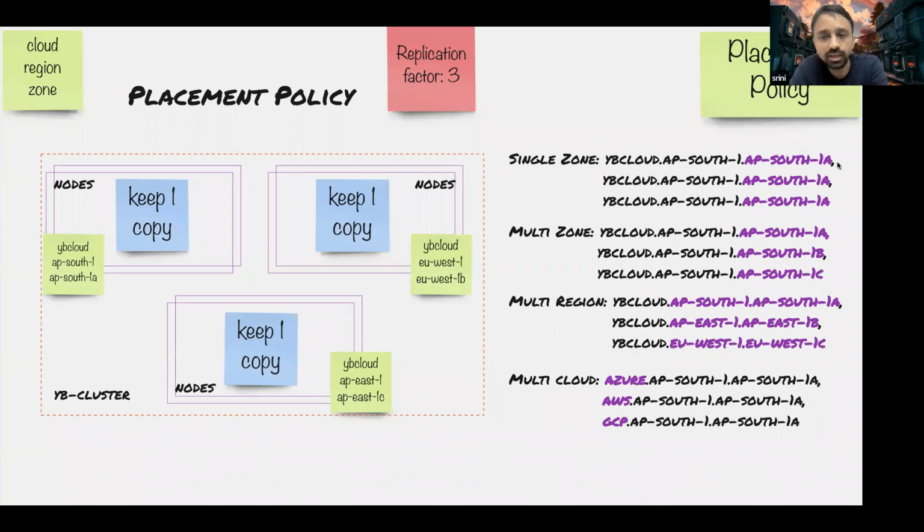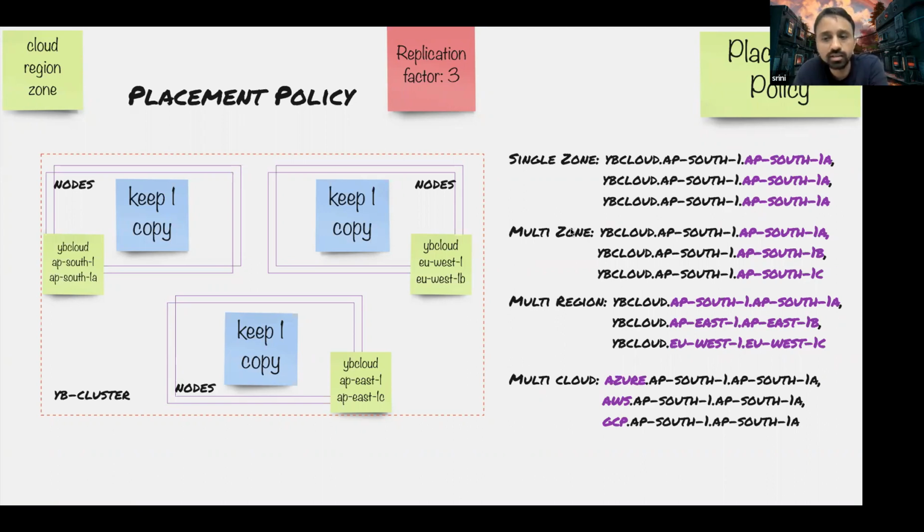So in order to withstand zone level failure, you have to look at the next level, which is multi-zone, right? So in this case, zone becomes your fault domain, right? You need to ensure that the data has been replicated across various fault domains, so as to withstand failure of a single fault domain.